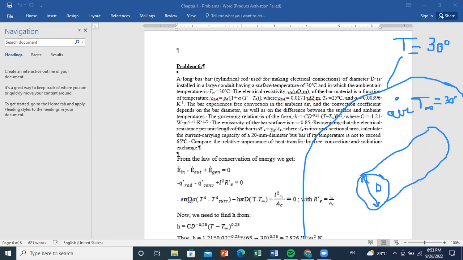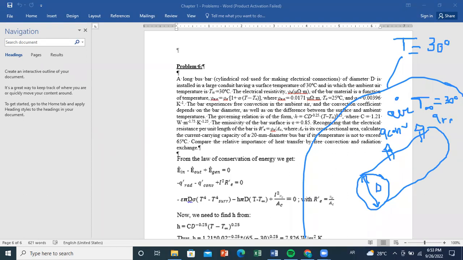So we can already think about two types of heat transfer from the surface to the surrounding. Because we have a fluid surrounding it, we have Q convection. And also because we have a large surface surrounding it, we'll have a flux of radiation.